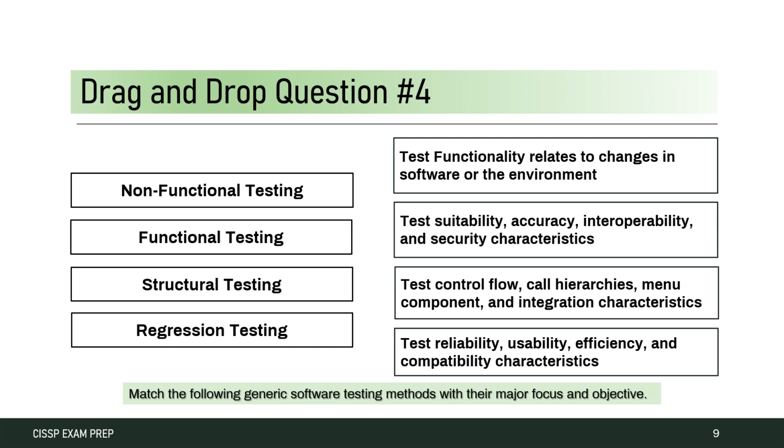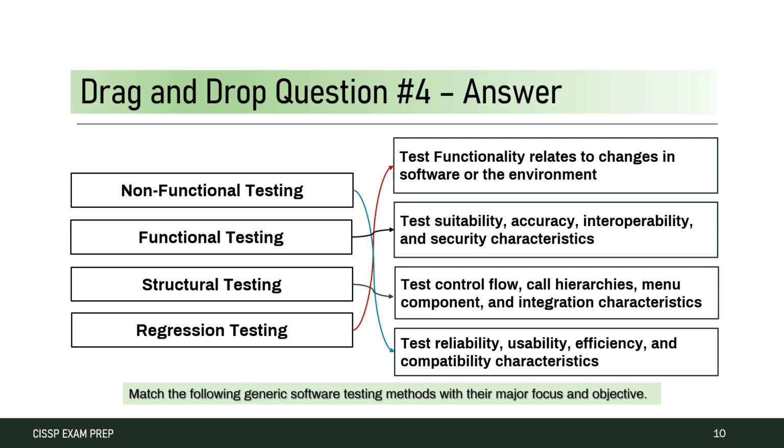The instruction says: match the following generic software testing methods with their major focus and objective. Think about this slowly. I remember that regression testing is all about the changes. So if you have any change or changes, that would be related to regression testing. Okay, let's begin answering. 5, 4, 3, 2, 1. And the answer is, okay, let's start with regression testing.